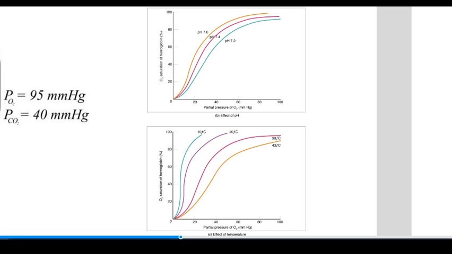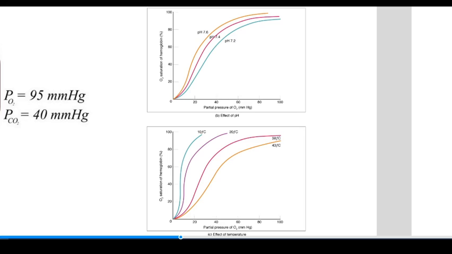The bottom image shows the effect of body temperature on oxygen saturation. As body temperature goes up, again, that depresses oxygen saturation in hemoglobin. As body temperature goes down, it improves it. However, there are many other detrimental effects to a low body temperature that wouldn't want to have occur.